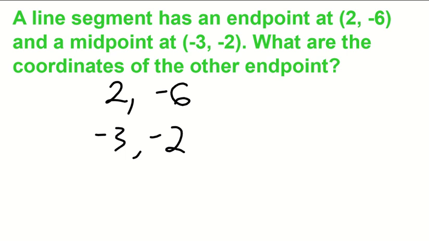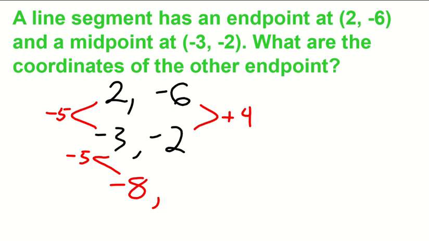To me, the easiest way is follow your pattern. So the x's went down by 5. So that means it's got to go down by 5 again to get the other endpoint. If I'm at -3, I go down 5. That gives me -8. The y values, they went up by 4. So if we go up 4 more from -2, that brings us to +2.